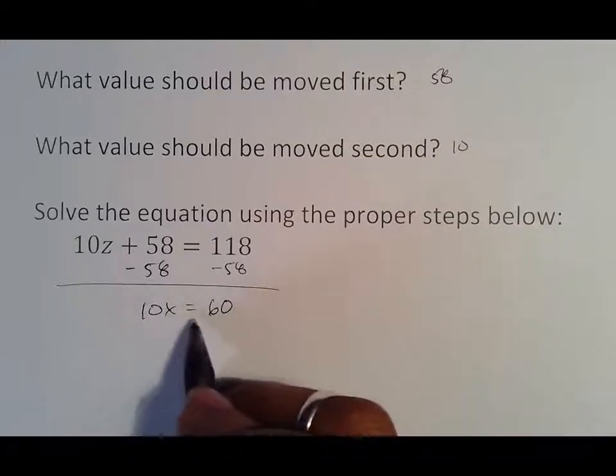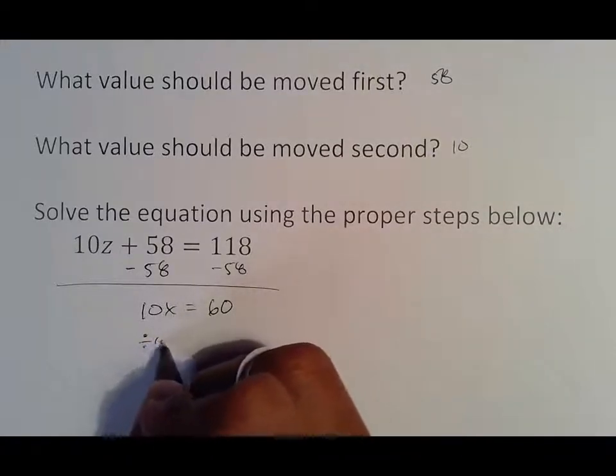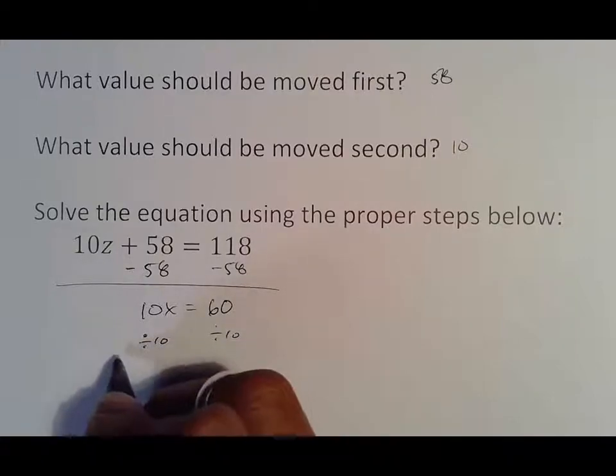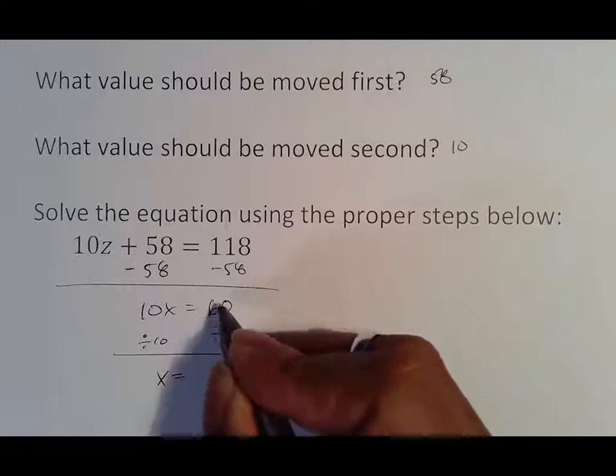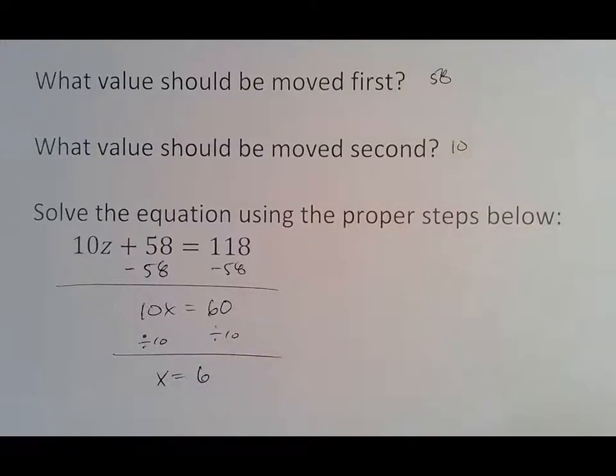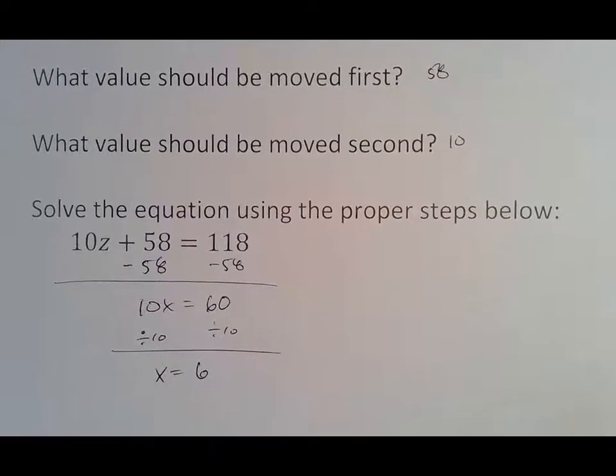And this is 10 times x equals 60, so we divide by 10. Divide by 10. X comes down with 60 divided by 10. How many 10s go into 60 would be 6. And that's it.